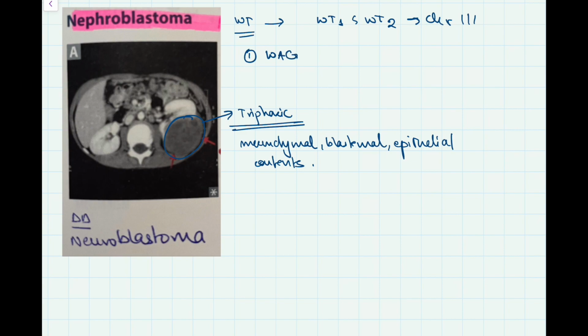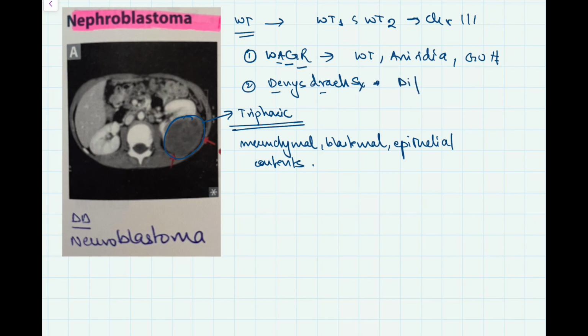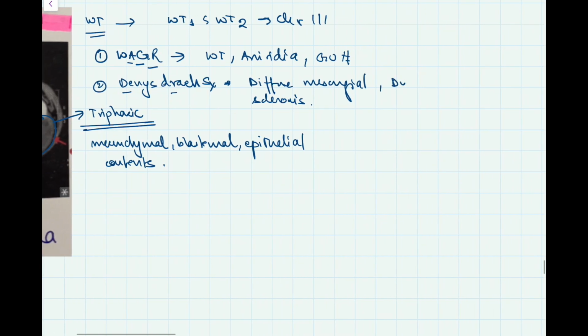Right? First is WAGR syndrome, that stands for Wilms tumor, then aniridia, genitourinary malformations, and range of developmental delays. Right. Second is the Denys-Drash syndrome. You can remember it by DD. That is, first D stands for diffuse mesangial sclerosis. Right. That causes the early onset nephrotic syndrome. And second D is dysgenesis of gonads.